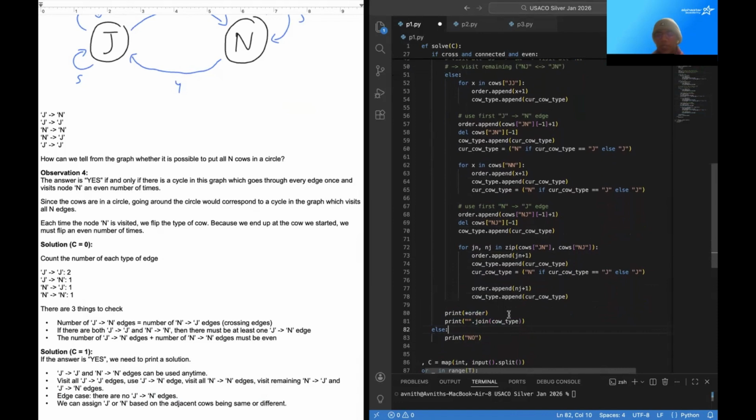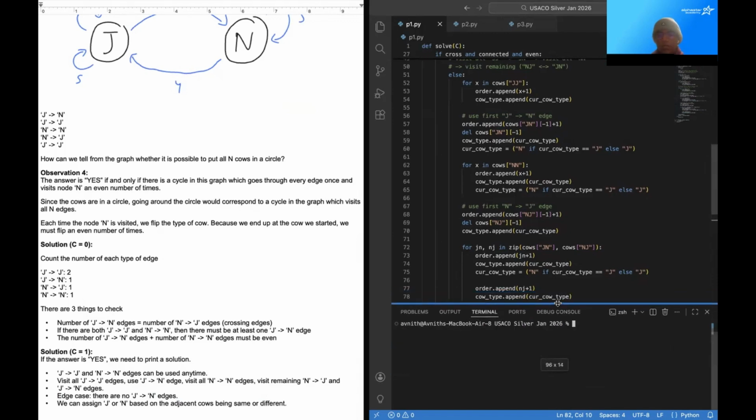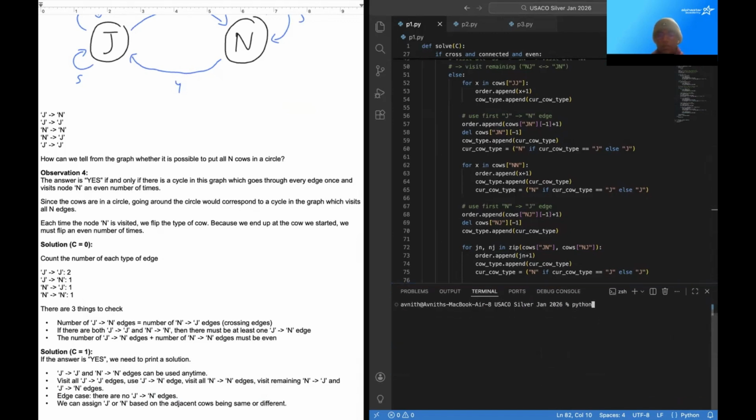At the end we can just print out the answer, the order and the cow types. And we can test this on our sample test case, and we can verify that we actually get the right answer.